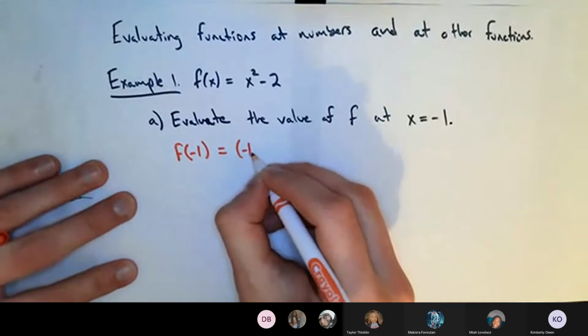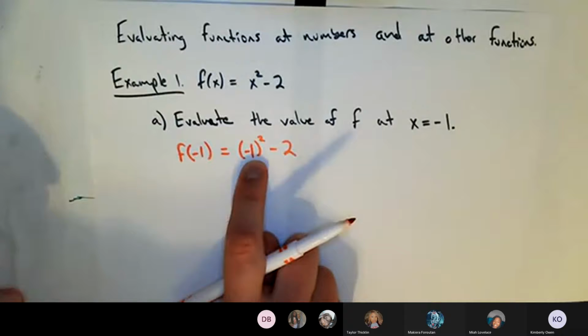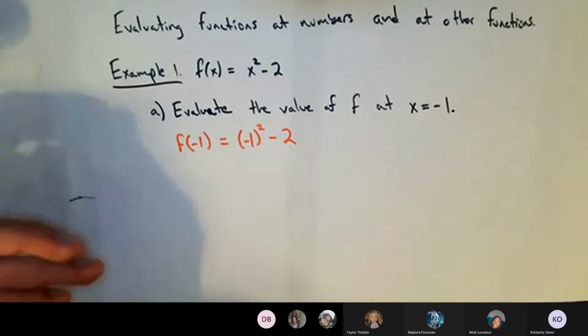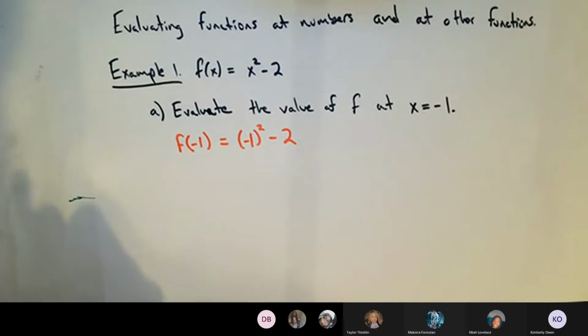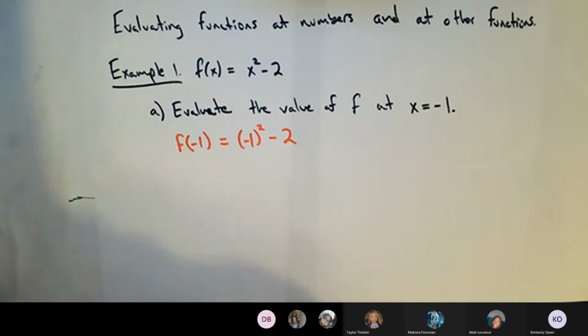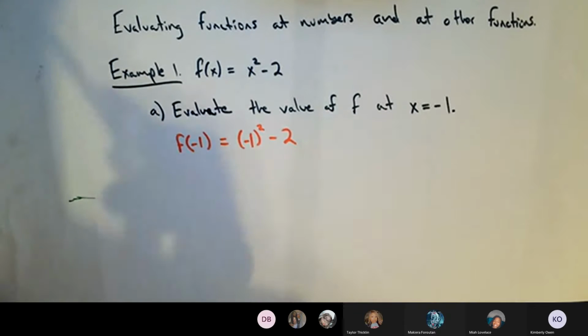So we'll say (-1) squared minus 2, and the parentheses are just there to make sure that our order of operations doesn't get messed up. You would not want to just write -1 squared without parentheses, because you might miss the step where the negative is going to go away on the -1 because it's being squared.